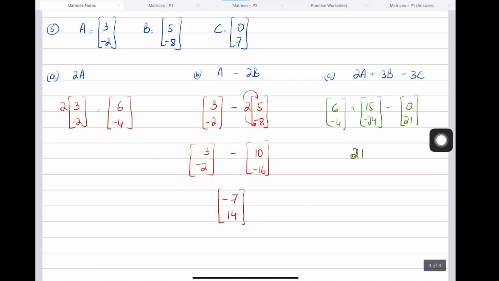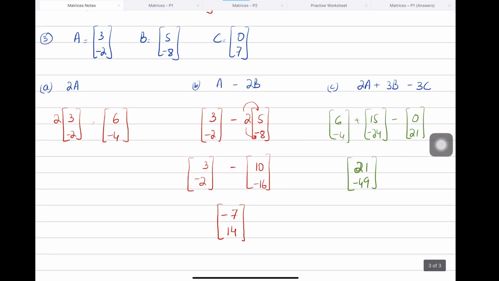Okay, minus 4 plus minus 24 is minus 28. Minus 28 minus 21 is minus 49. So 21 and minus 49 is the correct answer. Okay, so I hope everyone's gotten the correct answer. If not, you can see what you've done wrong.